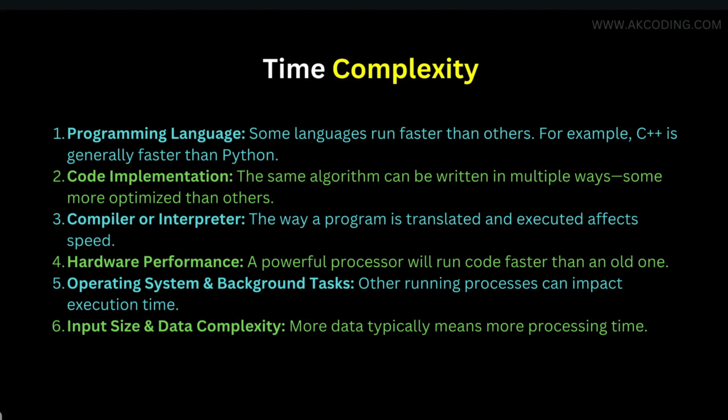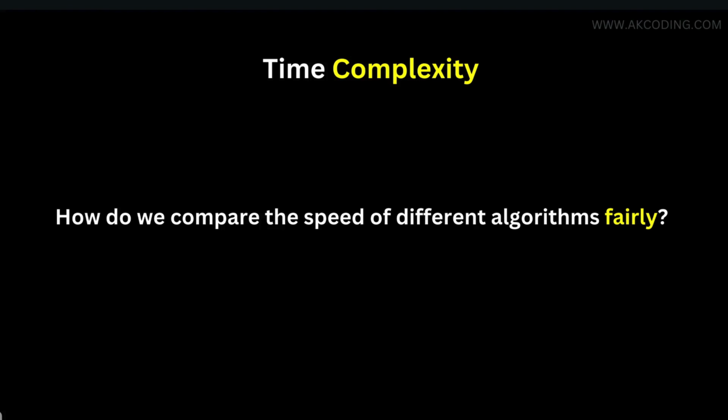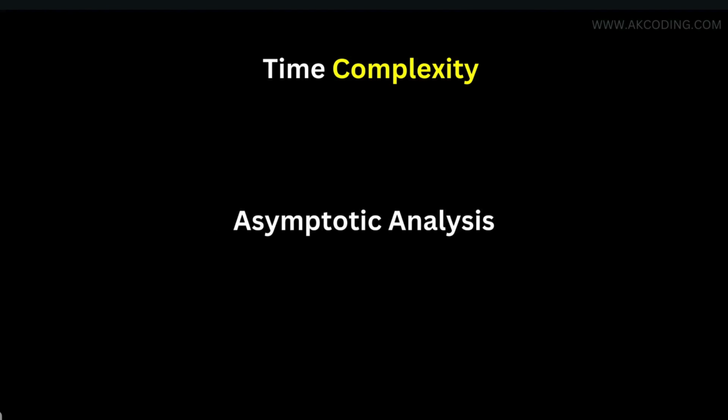So the question is, how can we analyze our program independent of the programming language, code implementation, compiler and interpreter, hardware performance, and operating system? To solve this problem, one concept came into computer science, that is asymptotic notation. So let's understand asymptotic notation.